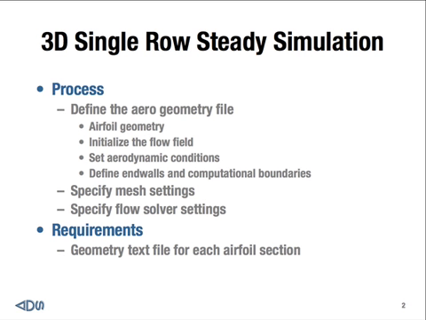One, you must define the aero geometry definitions, and this includes the airfoil geometry, the initial flow field conditions that you want to set, the aerodynamic settings at the inlet and exit, and the end wall and computational boundaries that you want to simulate. Once you have defined the aero geometry data, you will need to specify mesh settings, and following that will be the flow solver settings. In order to start the process, you must make sure that a geometry text file for each airfoil section exists. We will go through that in the next section.